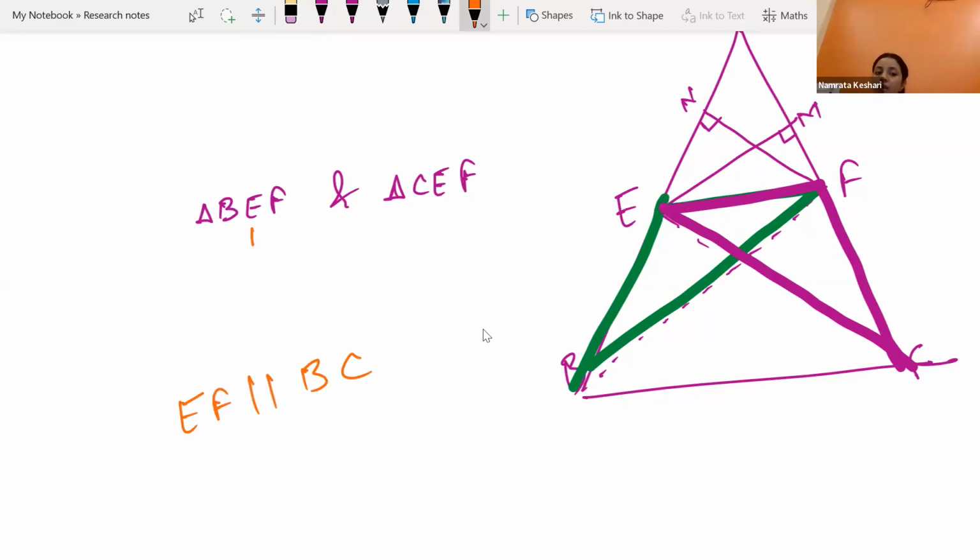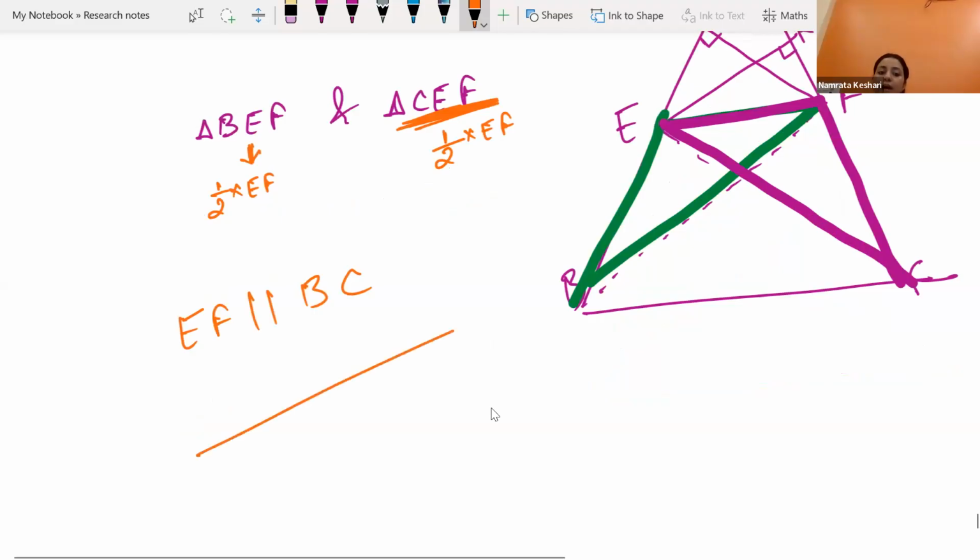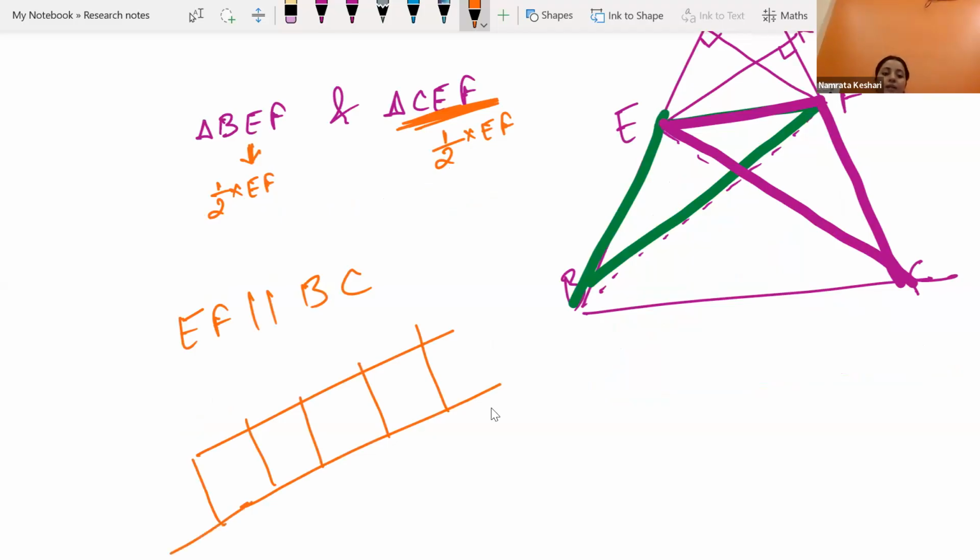Here also, if you will try writing area, it will be 1/2 into EF as a base. Okay. And what about the height? So are you getting it? अगर हमारे पास दो पैरेलल लाइन है, इसके बीच में यहां से हाइट ड्रॉ करें, या यहां से हाइट ड्रॉ करें, या फिर कोई भी एक हाइट हम ड्रॉ करने की कोशिश करेंगे, सारे ही सेम लेंथ होंगे. क्या ये हम समझ पा रहे हैं? Are you getting it?